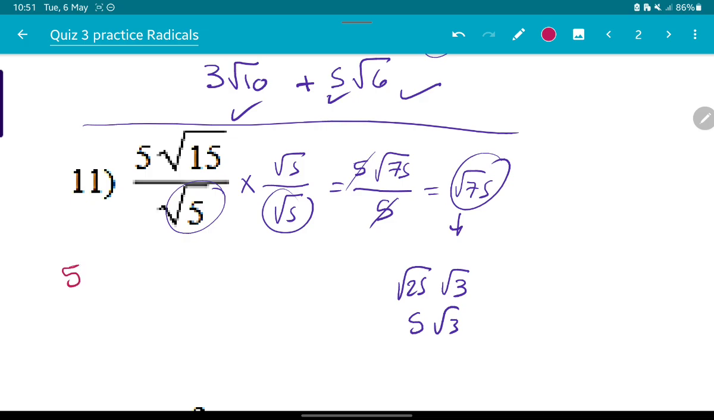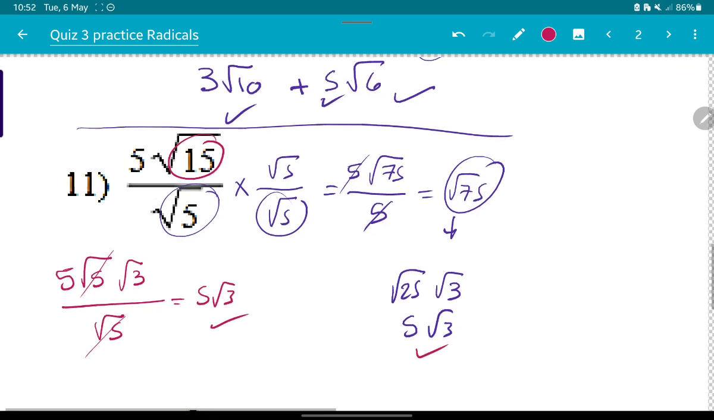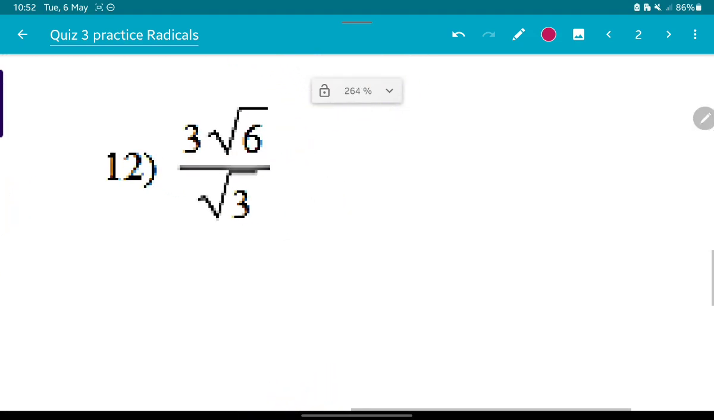Another method is by dividing the 15 to be 3 and 5. Divide this by this. Cancel root 5 with root 5, the answer will be 5 root 3. It's up to you.